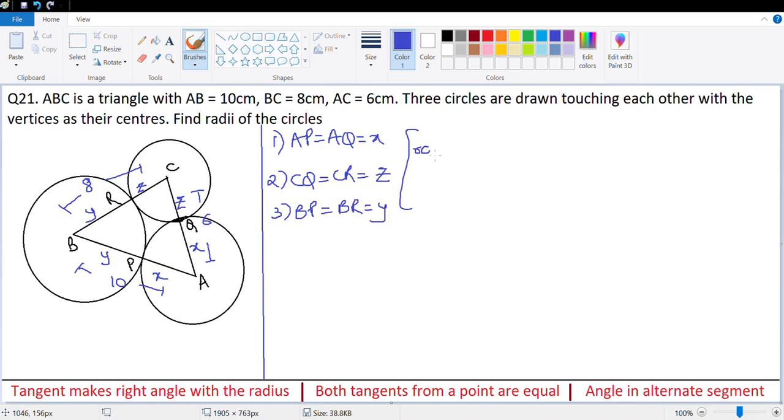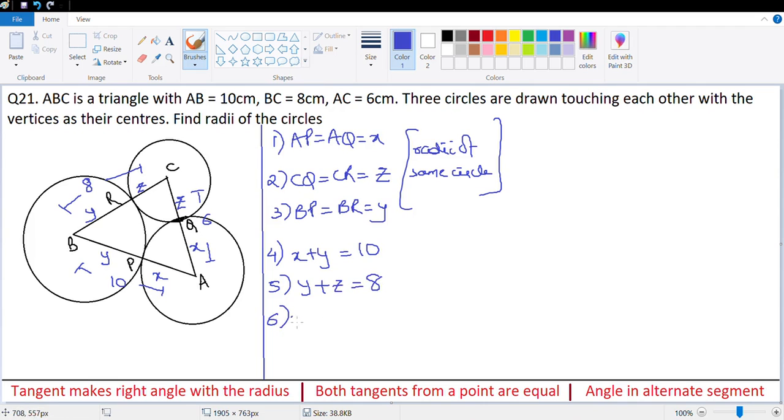These are the radii of the same circle. What is given is x plus y is equal to 10, y plus z is equal to 8, and x plus z is equal to 6. This is given. Let's add them, so add 4, 5 and 6.